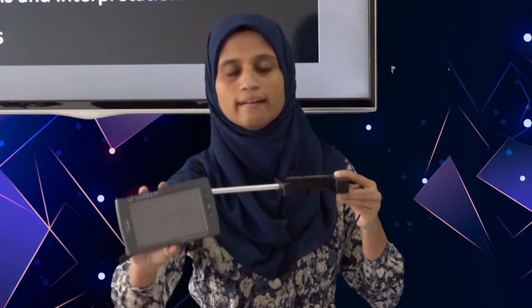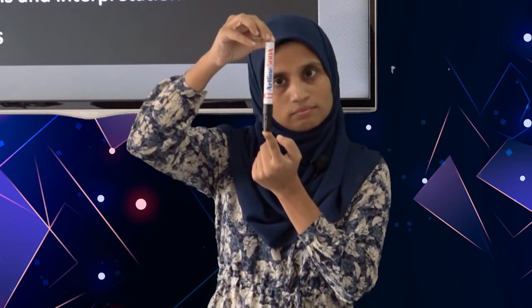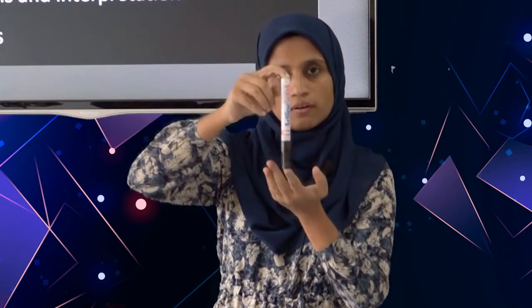When this obstructs the infrared ray, the data logger will record the time at which it is obstructed, and when it completely falls through, the data logger will again record the time at which the object has completely fallen through. So you will know the time it took for this marker to fall this distance under gravity.